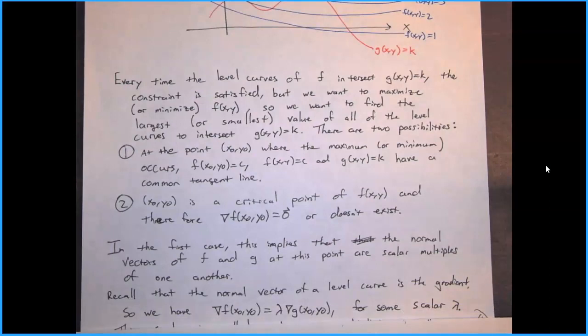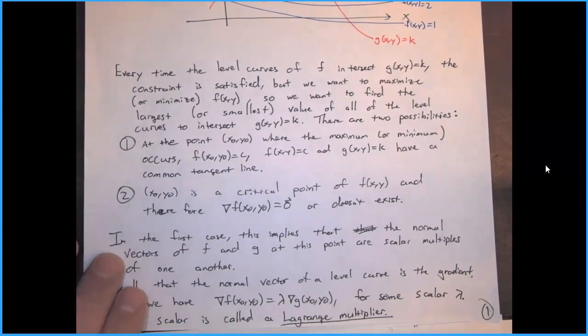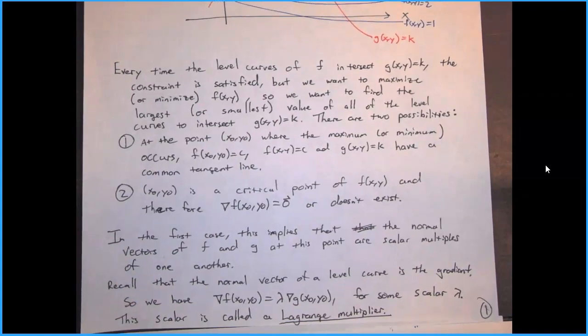If this is the case, I can come up with this formula that the gradient of f is equal to some constant times the gradient of g. Because if I have a level curve, the normal vector is the gradient. We talked about this when we defined gradients. So in case 1, this has to be true. The gradient of f at this point where the maximum or minimum is achieved is equal to a scalar, this is the Greek letter lambda, times the gradient of g at the point where the maximum or minimum occurs. And this lambda is called a Lagrange multiplier.